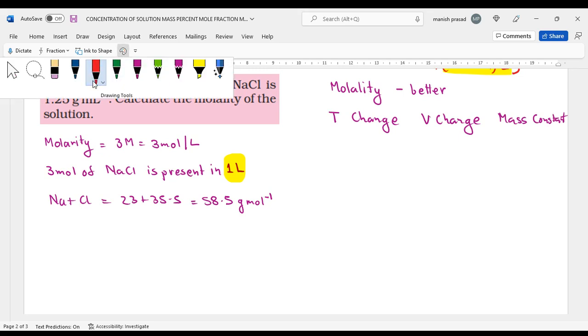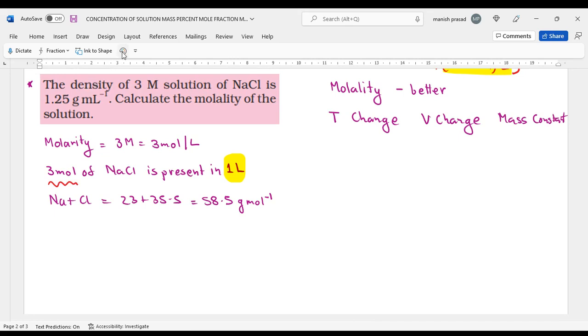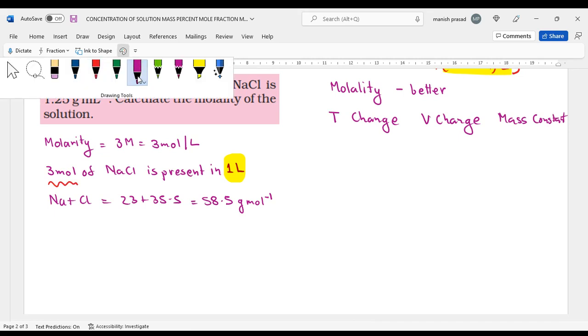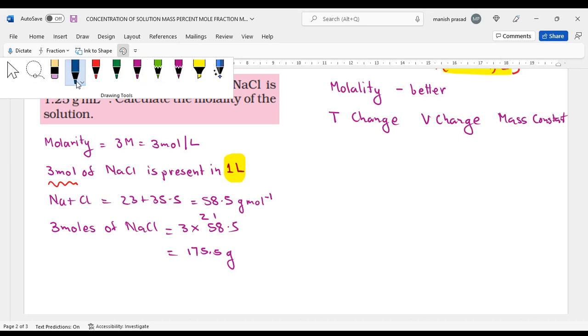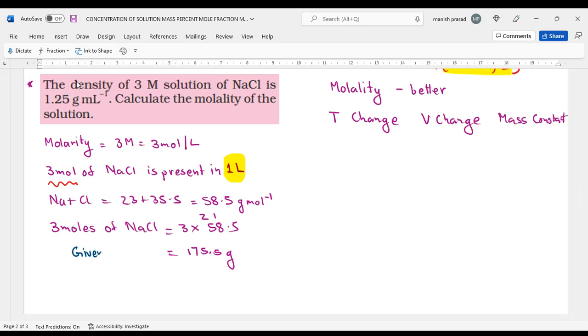Question mein kitne moles diye hain? 3 moles. So, hum dhoondte hain 3 moles. So, 3 moles ka mass kitna ho jayega? 3 moles of NaCl ka ho jayega 3 multiplied by 58.5. So 3 5s are 15, 3 8s are 24, 25, 3 5s are 15, 75, 175.5 grams. Ye mere shero becomes the given mass of NaCl.